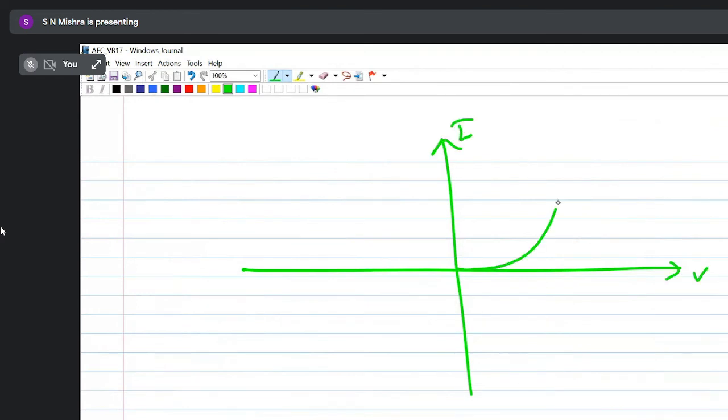Diode characteristic, this is the forward characteristic. Reverse characteristic means this one. If I increase the voltage more and more, then what will happen? What is this point?